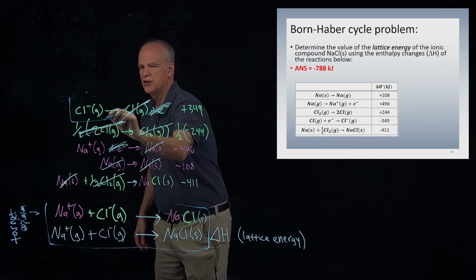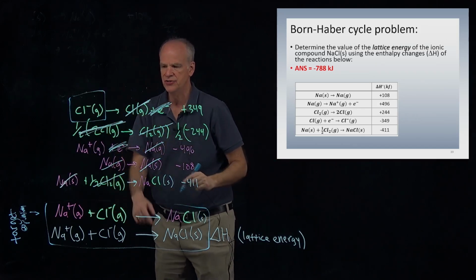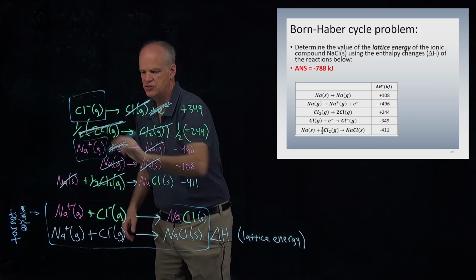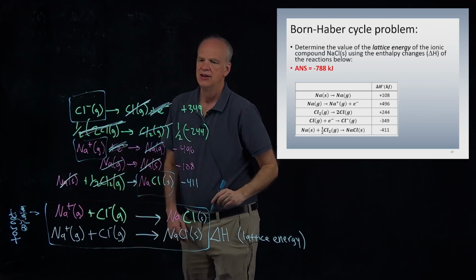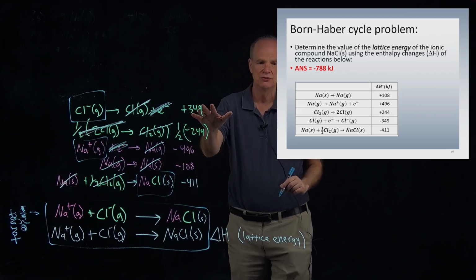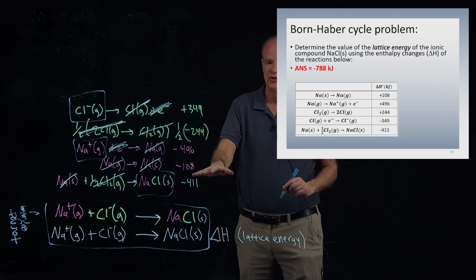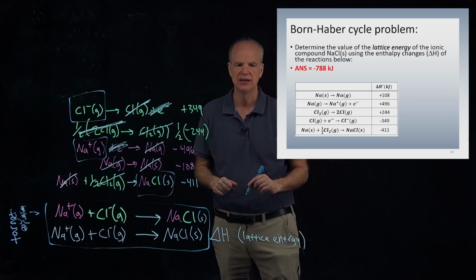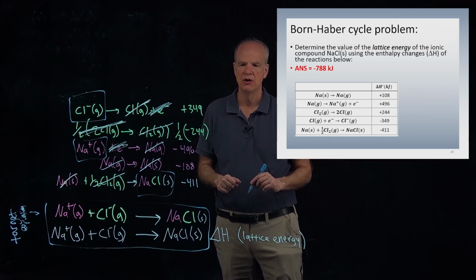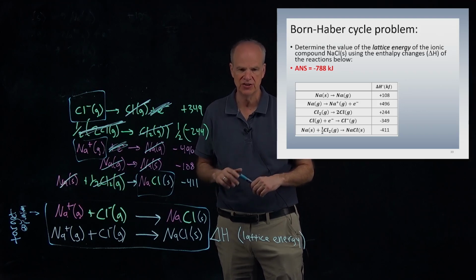So here's the chloride ion, which is one of the reactants. And here's the sodium ion, which is one of the reactants, and we're left with sodium chloride solid, which is a product. So what you can do is you can add up these numbers here, and you should get that answer that I have on the screen, which is negative 788 kilojoules per mole. Okay, so let me go ahead and erase this and we'll move on to the next problem.